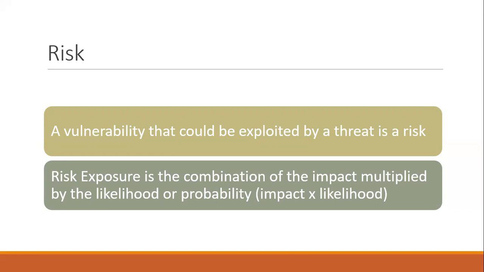So we could give an example of a PC that has not been patched for 6 months. The vulnerability or the weakness is that the PC has not been patched for 6 months. The threat to that PC is a hacker or malicious software. And so that unpatched PC presents a risk to the business because there's a probability that that unpatched PC could be exploited by a hacker. That is the risk. And risk exposure is the combination of the impact times the likelihood or probability. The impact times likelihood.